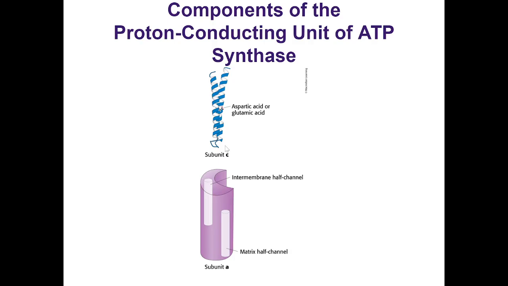And so this is actually what you're seeing. So this right here is your C subunit. Here we have the aspartic acid. This is the half channel right here. So the intermembrane half channel. This is the matrix half channel. And again, we have the A subunit right here.